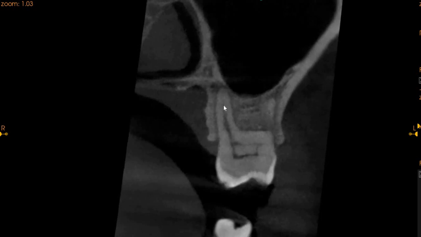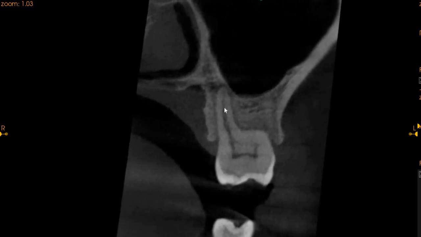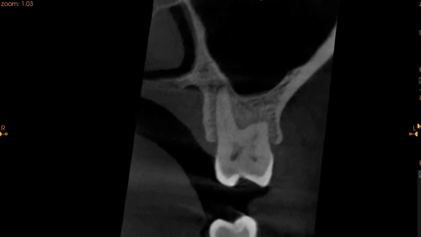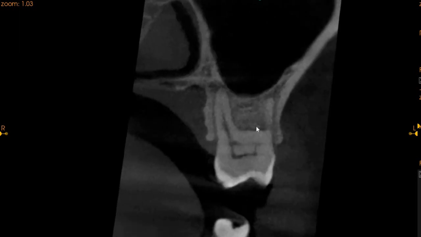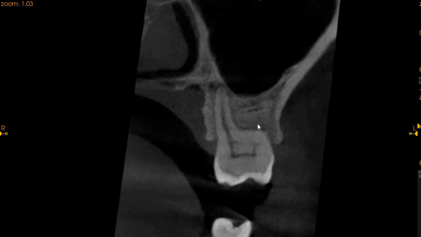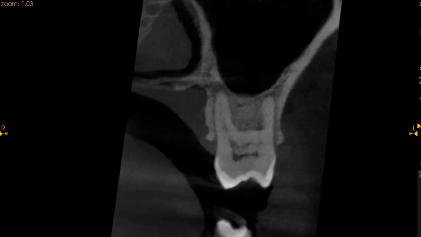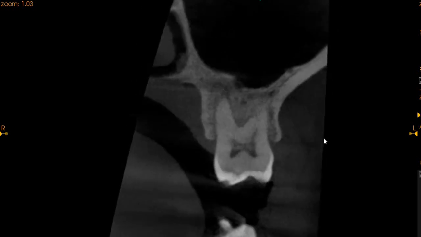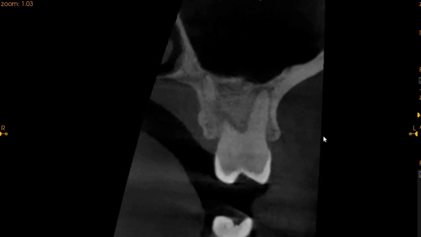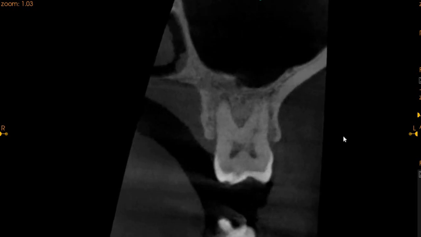This is the palatal. The palatal shows PDL widening as well. The interradicular area seems to be uneventful. We don't see any cracks propagating or furcation involvement. And as we move to the distal root, we see a single canal in the distal.